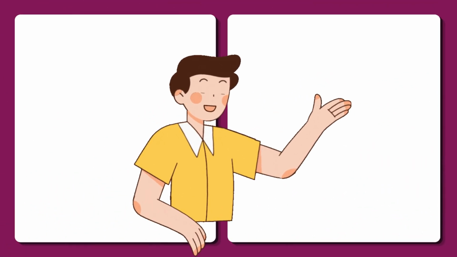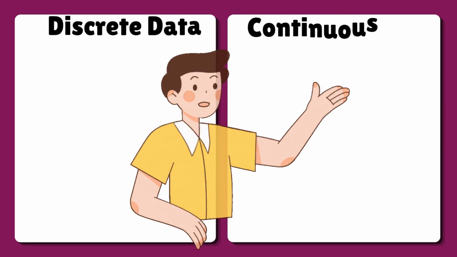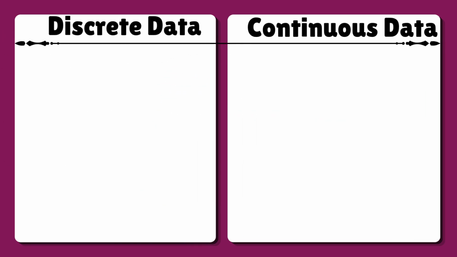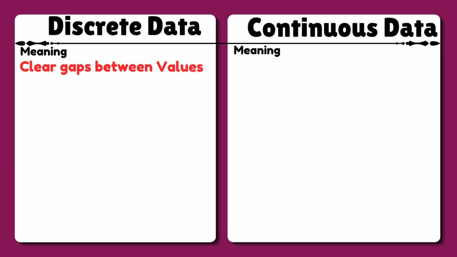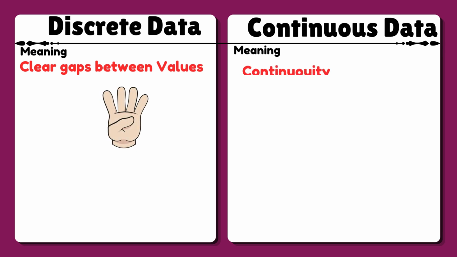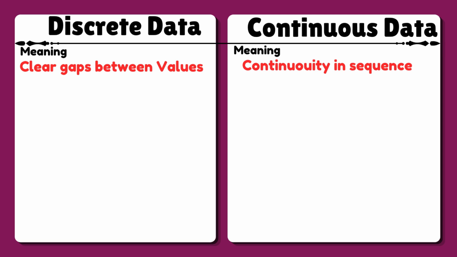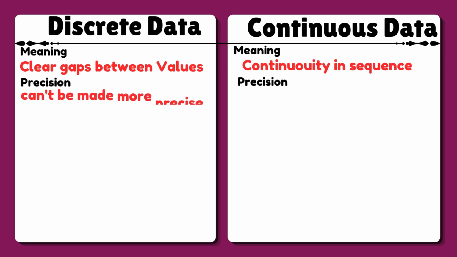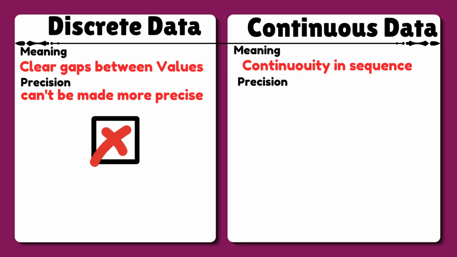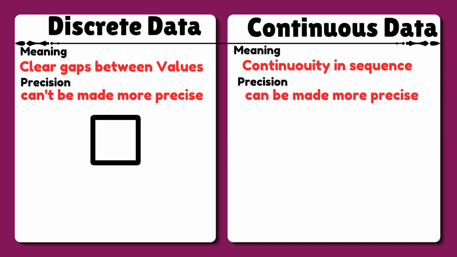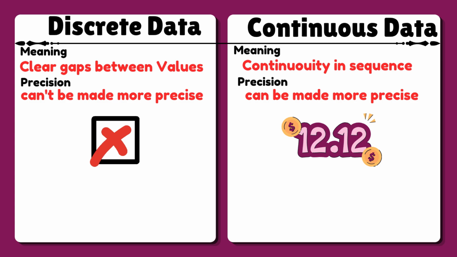Now, let's compare discrete data and continuous data. First, in terms of meaning. Discrete data has clear gaps between its values. On the other hand, continuous data has no gaps and forms a continuous sequence. Second, in terms of precision. Discrete data cannot be made more precise. However, continuous data can be measured with greater precision by using decimals or fractions.